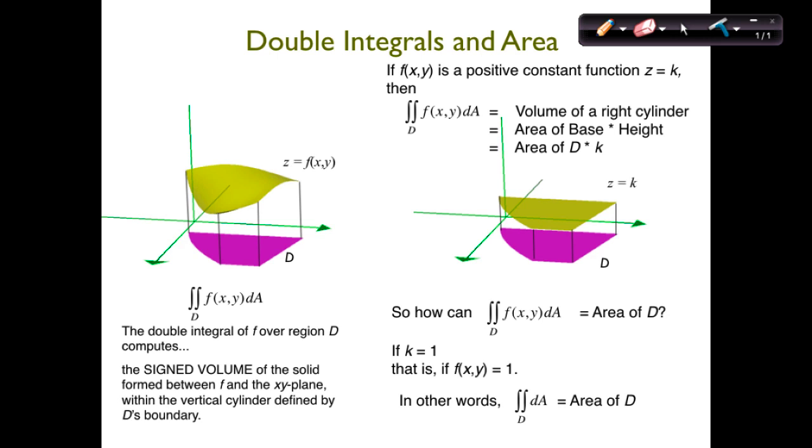Special case? No, it's still finding this volume that I'm showing you here with height 1. But that value is the same as the area of D. So the unit is still a volume unit, but the number has the same value as the area of D. Okay, so keep that in mind. So this is a way that you can use double integrals to find areas.